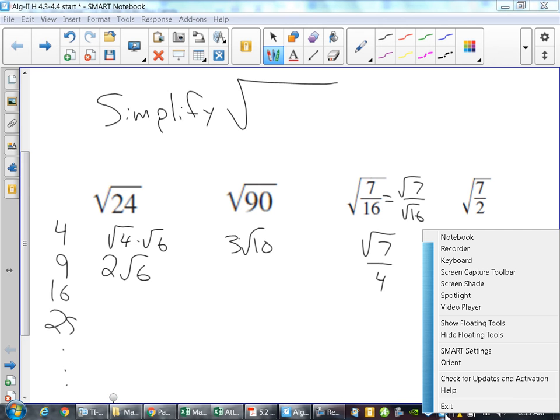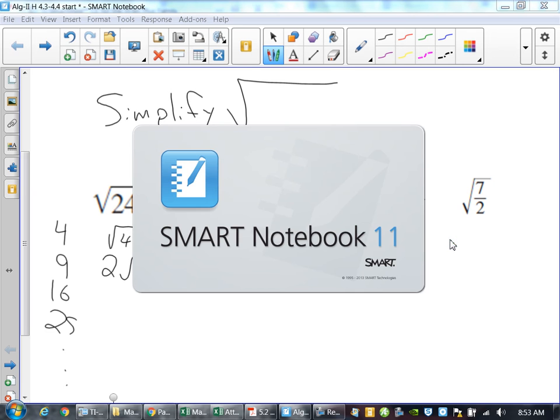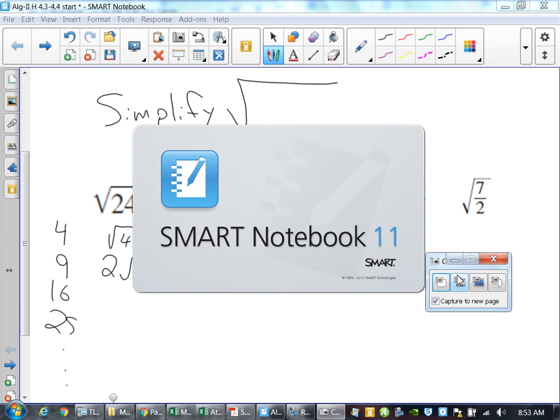So, if I look at 7 root 2, or wait, you mean 7? Oh, sorry. 7 over 2? Thank you. That's what I meant. Yes. Wrong button. That one.